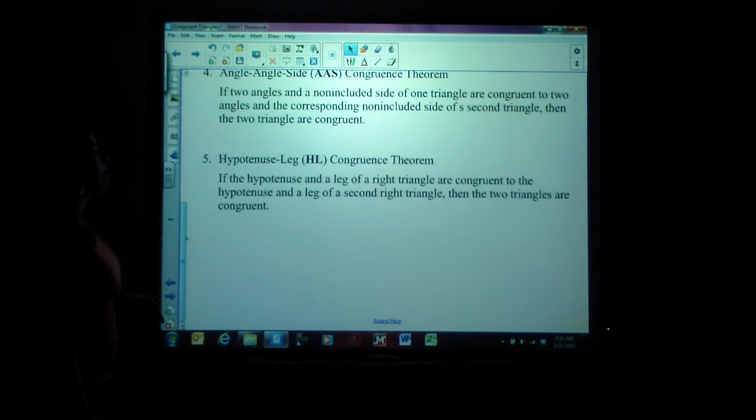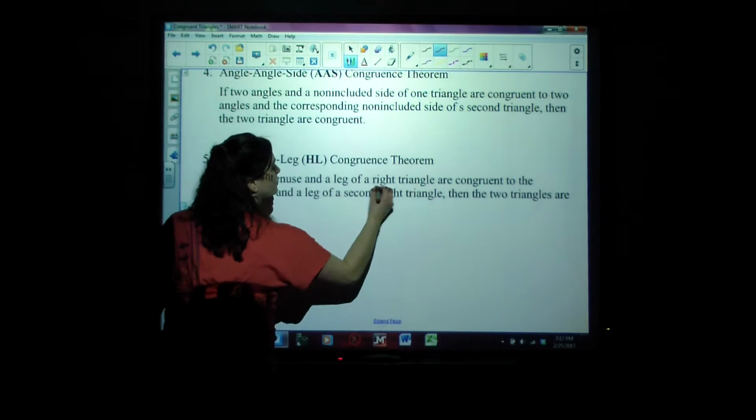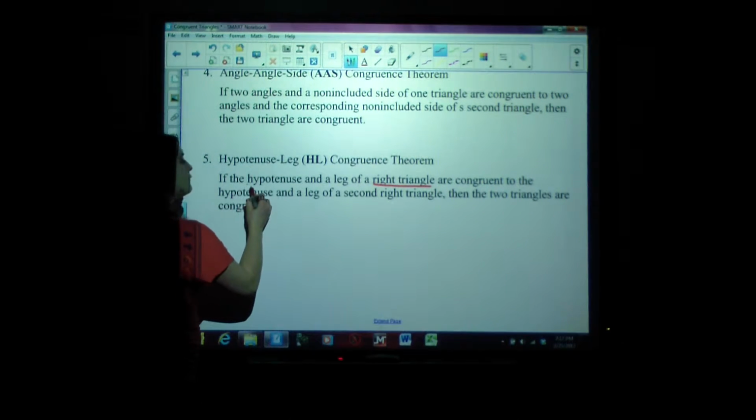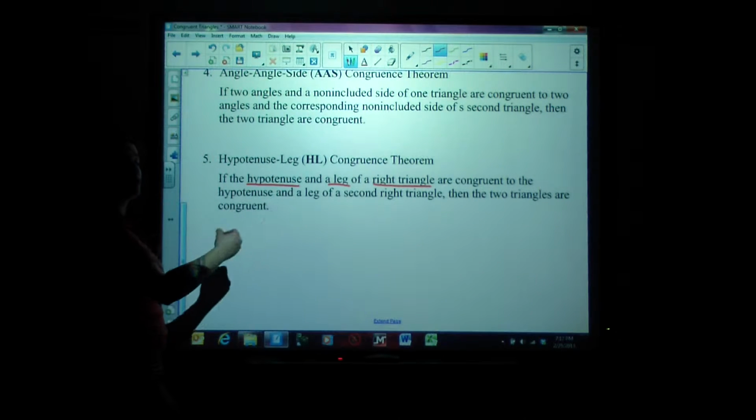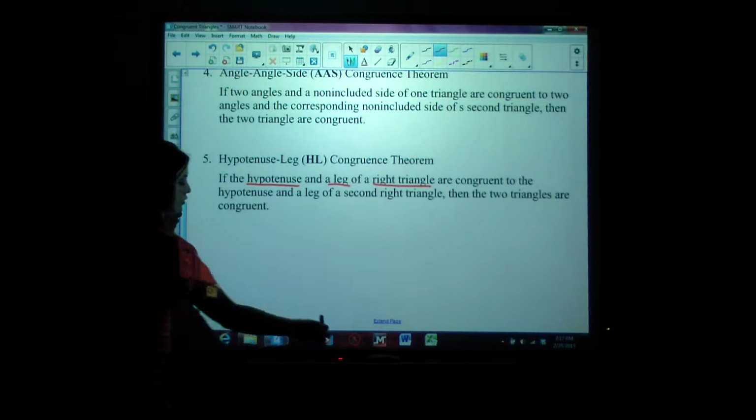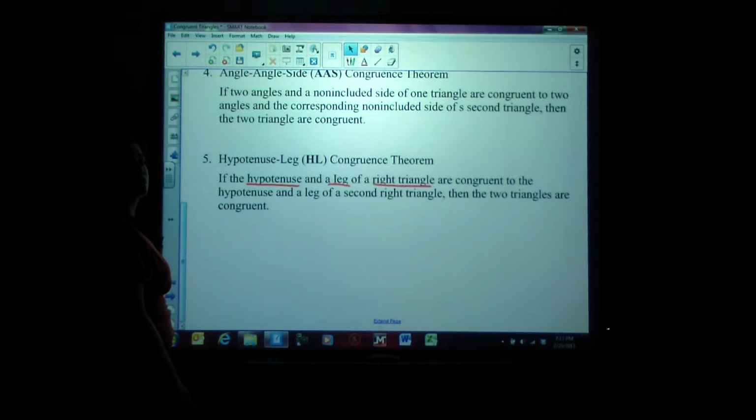Last one is the hypotenuse-leg congruence theorem. It says if the hypotenuse and leg of a right triangle are congruent to the hypotenuse and leg of a second triangle, then the 2 triangles are congruent. So right triangles, and right triangles only, have this special property that if the hypotenuse and one of the legs are congruent in the 2 triangles, then the triangles themselves are congruent. So what we're going to do is try to use these 5 ideas to show when triangles are congruent.